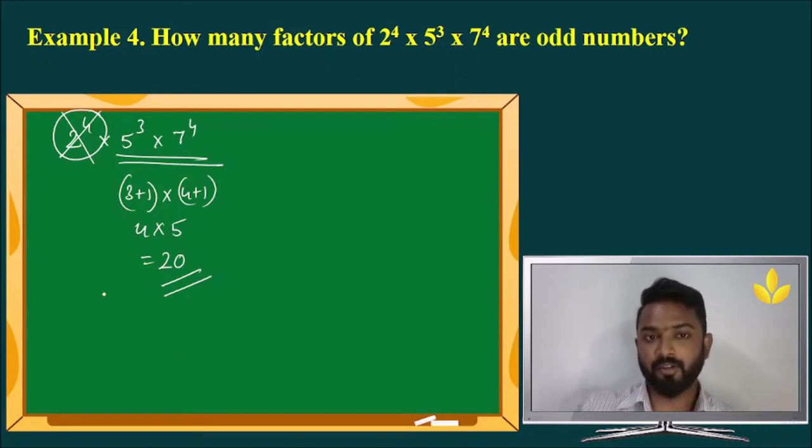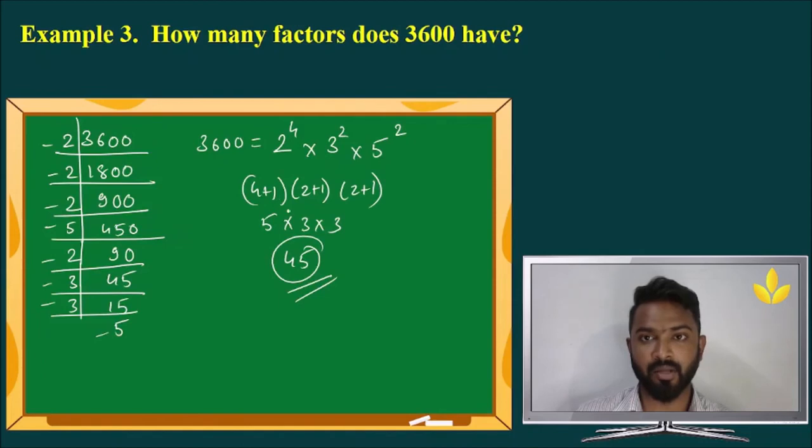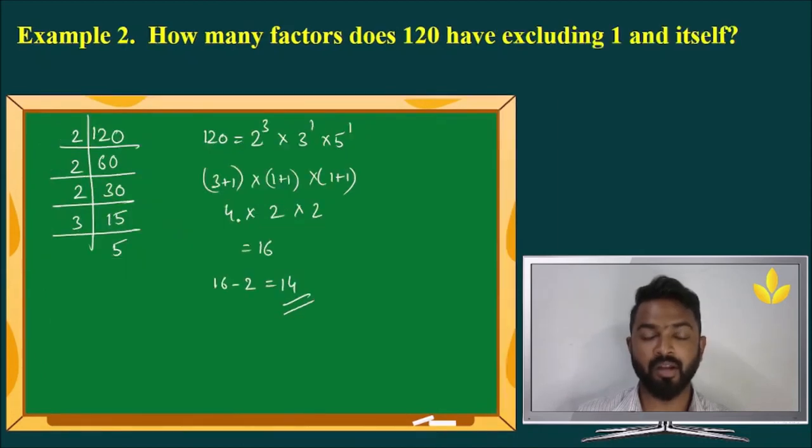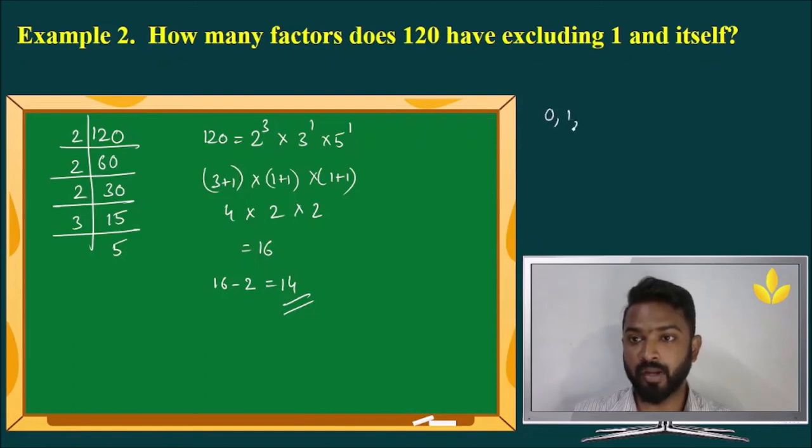Alright. Now some of you might be wondering, why are we adding 1? Like in the previous question also we added 1. This question also we added 1. Why are we adding 1? That is because the maximum power of 2 over here is 3. The minimum is not 1, it is 0. So 2 can have the power of 0, 1, 2 or 3. So totally there are 4 possibilities. That is why it becomes 4.